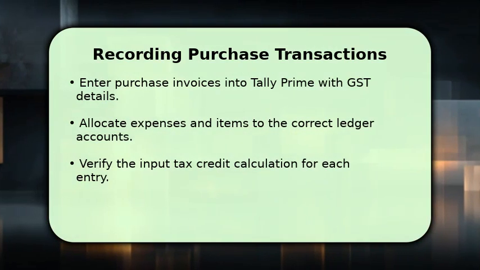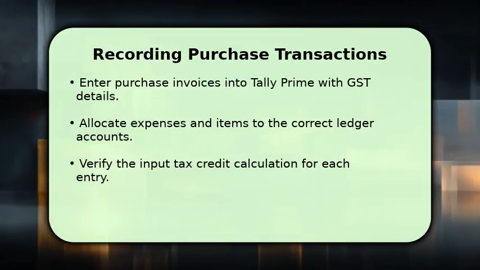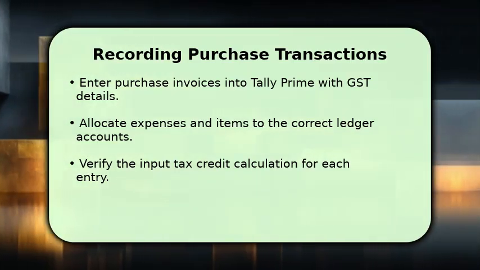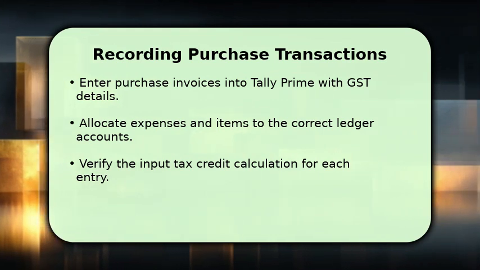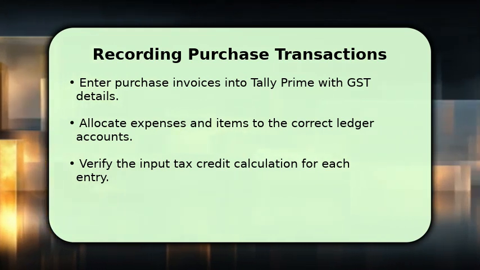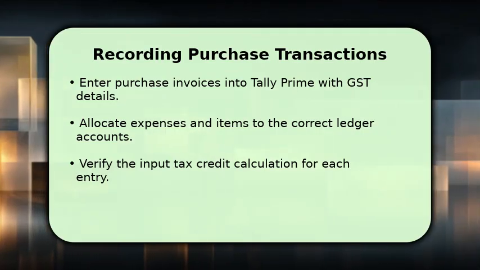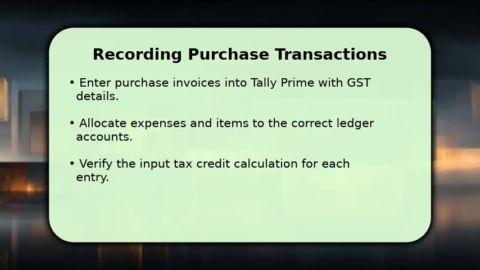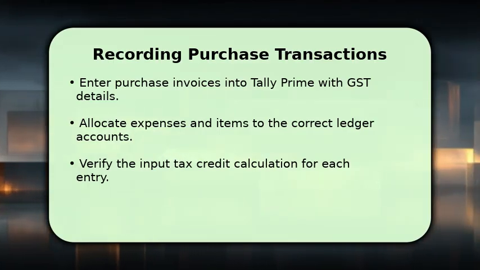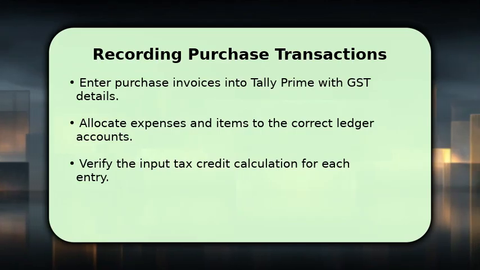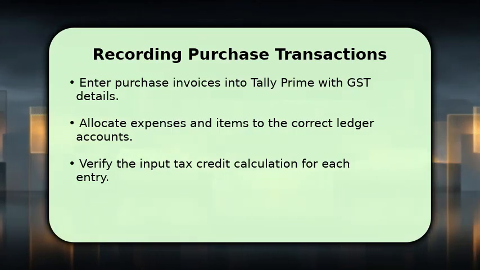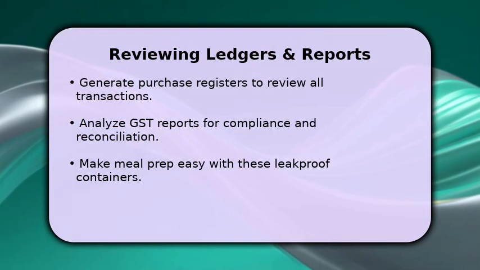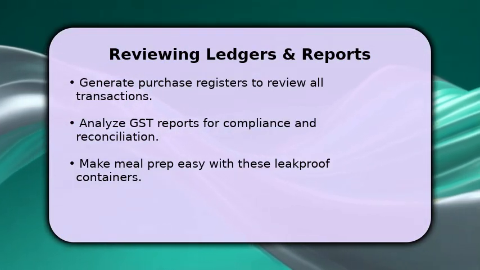Now let's record a purchase entry. Go to Vouchers, then Purchase, F9. Enter the supplier invoice number and date. Select your purchase ledger with GST, then input the item details, quantity, and rate. Tally Prime will automatically calculate the GST. Ensure you select the appropriate input GST ledgers, like Input CGST and Input SGST, to correctly account for your tax credits. Finally, review your entries and generate essential reports.